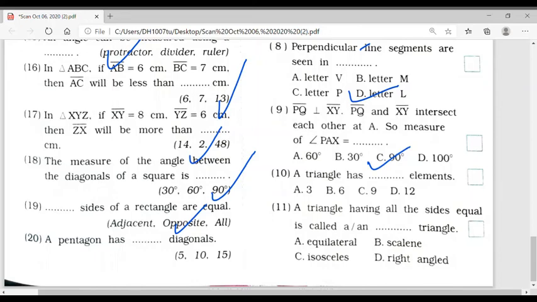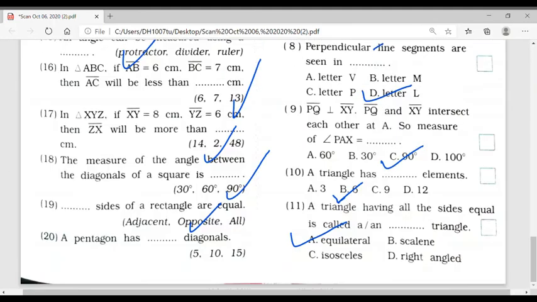Now we are going to start question number 10. A triangle has dash elements, that is, line segments, angles, vertices. So how many elements? Having 6 elements is the correct answer. Now question number 11. A triangle having all the sides equal is called a dash triangle. If all the sides of a triangle are equal, having equal measure, then that triangle is called equilateral. Option A will be the correct answer.